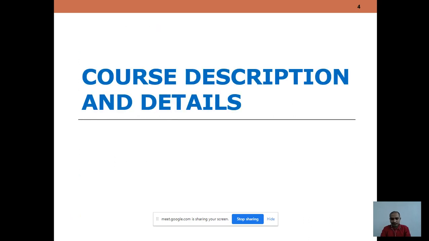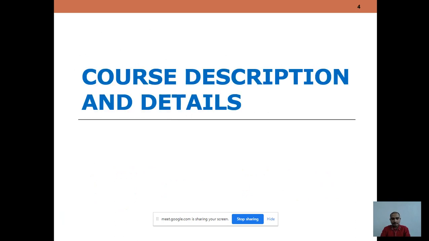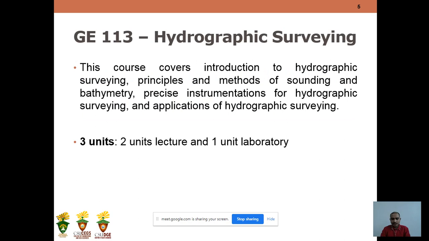So without further ado, let's go to the course description and details for this subject. Basically, GE113 is a 3-unit course, consisting of 2 units lecture and 1 unit laboratory. Hydrographic surveying covers the introduction of hydrographic surveying, the principles and methods of sounding and bathymetry, the precise instrumentation for hydrographic surveying, and its applications. Merely, hydrographic surveying is all about surveying on water bodies, from the word itself, hydro.